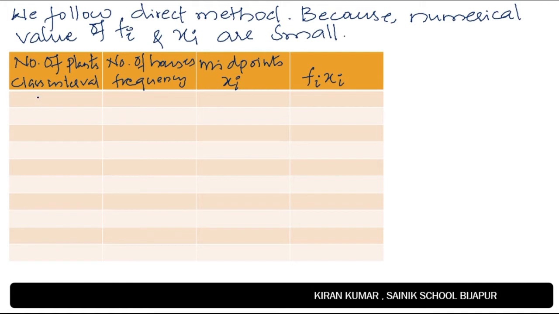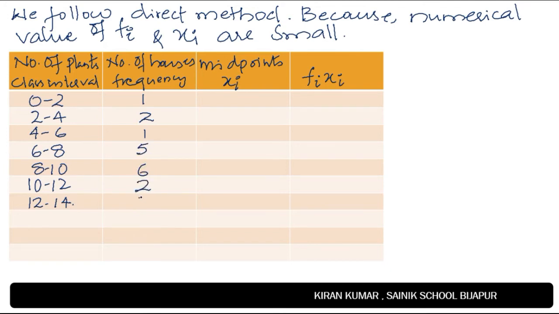The class intervals given are 0 to 2, 2 to 4, 4 to 6, 6 to 8, 8 to 10, 10 to 12, 12 to 14. And the frequencies given are 1, 2, 1, 5, 6, 2, and 3. In finding the mean, we require the sigma fi value. So we need to add these frequencies and we get sigma fi. The sum here is 20.